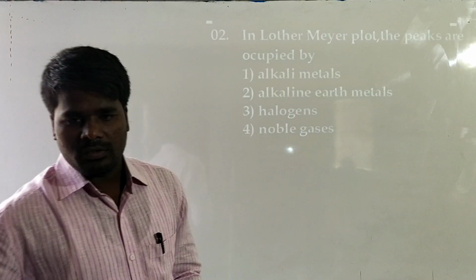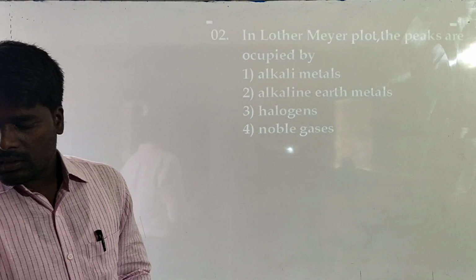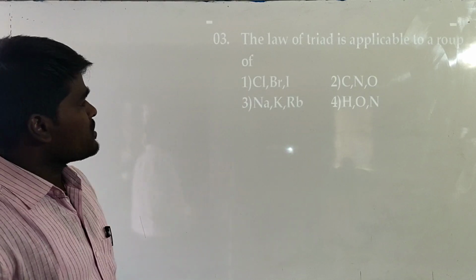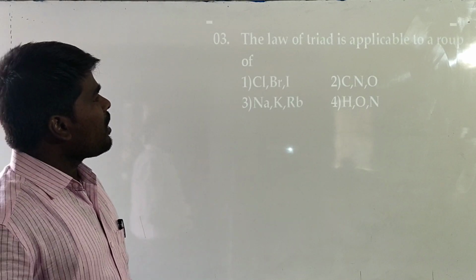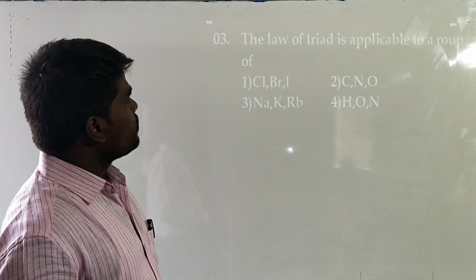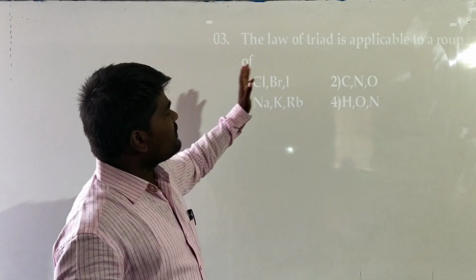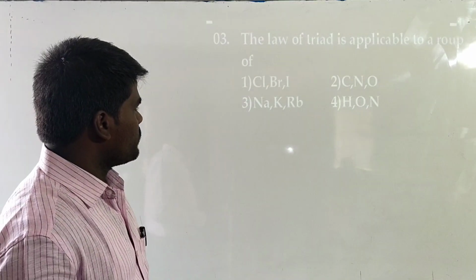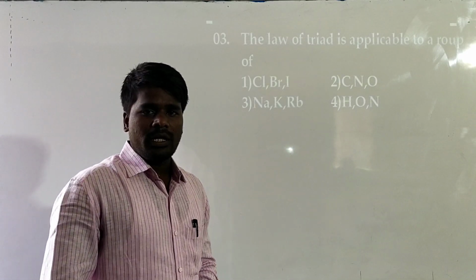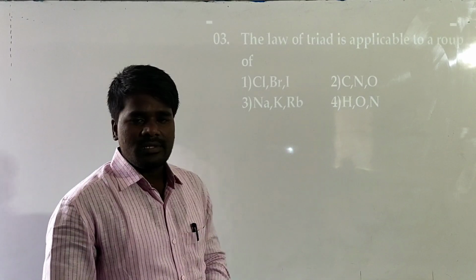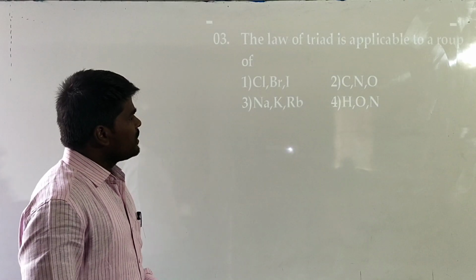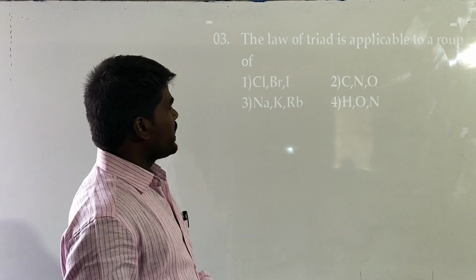We'll move to the next question, if it is clear. Here is our second question, in the conceptual questions. The law of triad is applicable to which of the following? This is Dobereiner's triad law. We know that Dobereiner classified the elements into triads. What is meant by a triad? A group of 3 elements. Let us see which of the following can be a triad.